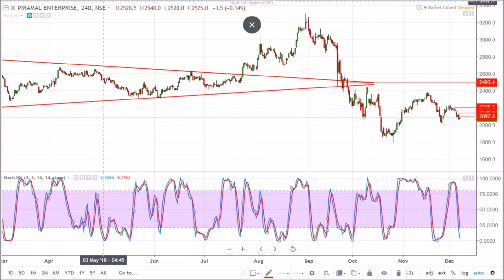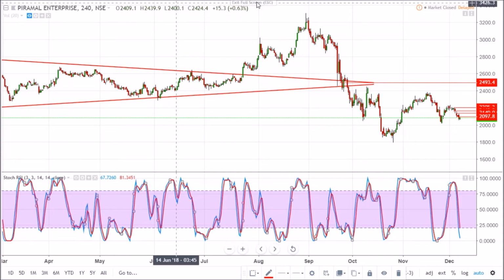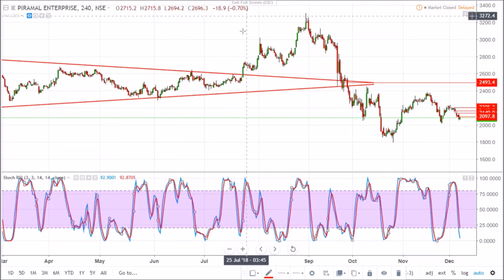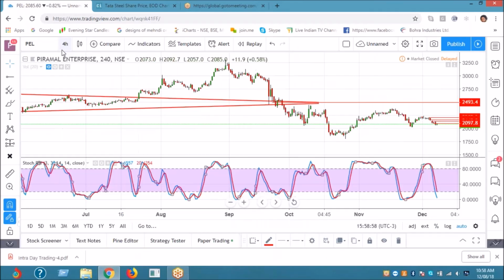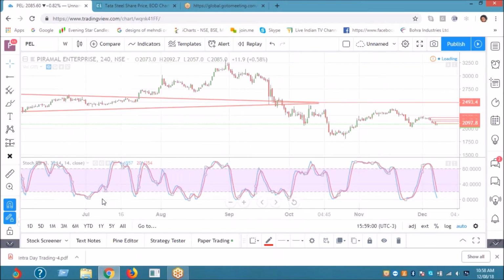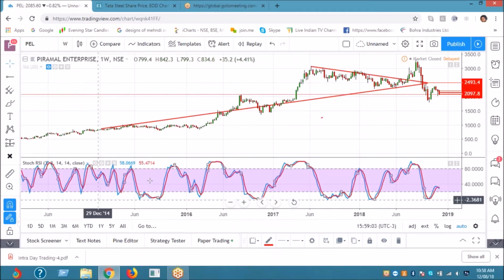Sir, Puneet ji, how to identify the profit trade and how to continue the profit trade? How do we know the trade is going to reverse and exit? Let me take this. This is 4 hour. एक वीकली कर लेते हैं, आपको और आसान हो जाएगा.